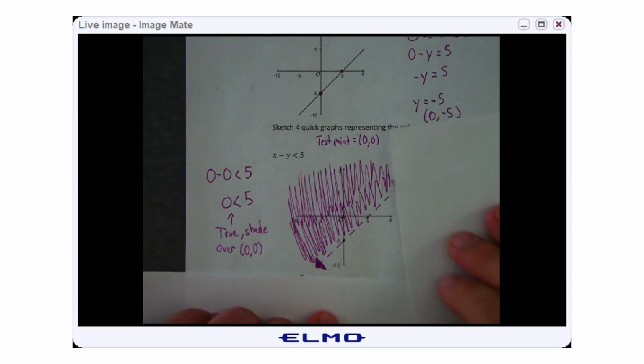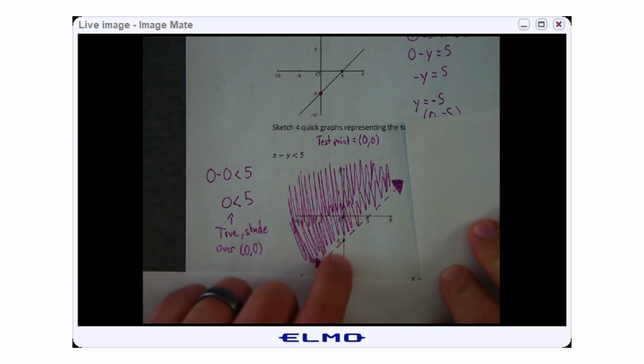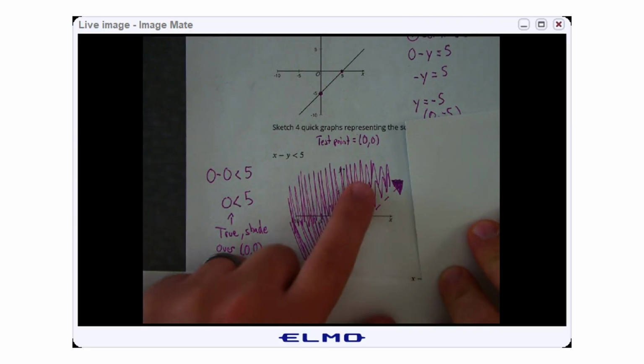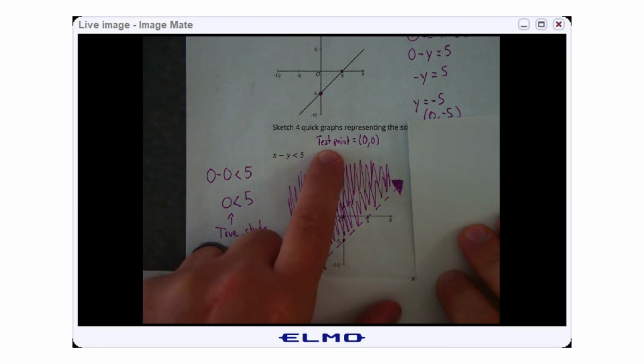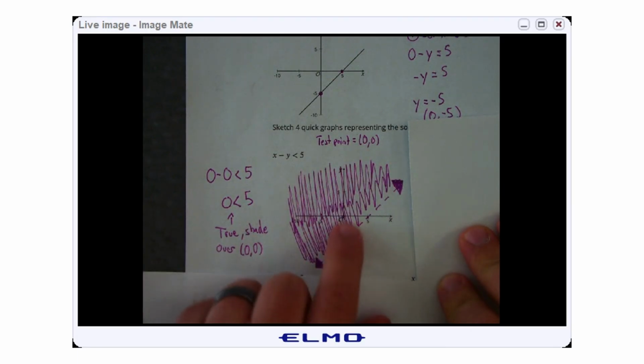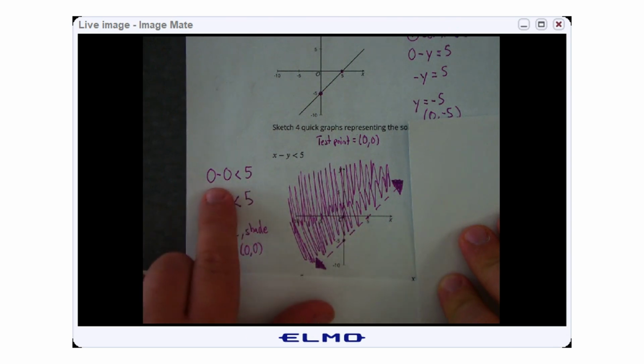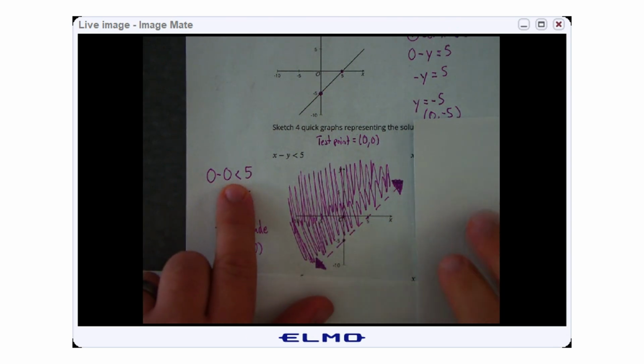Here, we're going to cover that up. Next, after I connected those 2 points with the dotted line, you're probably wondering where this shading comes from. The shading comes from testing a point. I always use my test point 0, 0. 0, 0 is at the origin, it's right here. What I do is I test this point. I bring it back up into my inequality, that's what's over here, and I put 0 in for x and 0 in for y. When you do that, you get 0 minus 0 is less than 5.